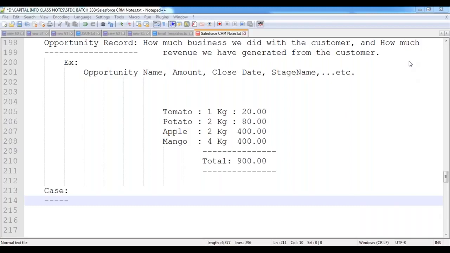Now, the case is nothing but the detailed information of the problem which the customer is facing with our product or service. For example, assume that I'm using some HP laptop which I purchased recently, 6 months back.